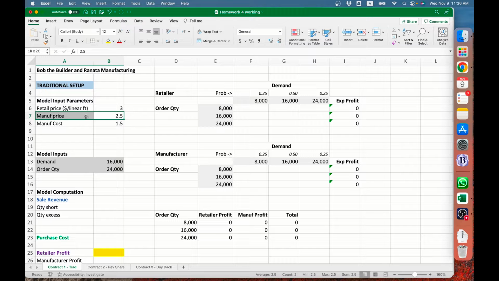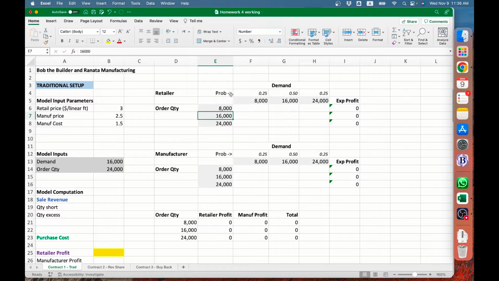That's the price charged by the manufacturer. So this price charged by the manufacturer is a price for the manufacturer, but a cost for the retailer, because it costs the retailer $2.5 to acquire the plank. Then the retailer in turn sells it forward to the end customer for $3 per linear foot. Okay, so this is the information we have from the case.